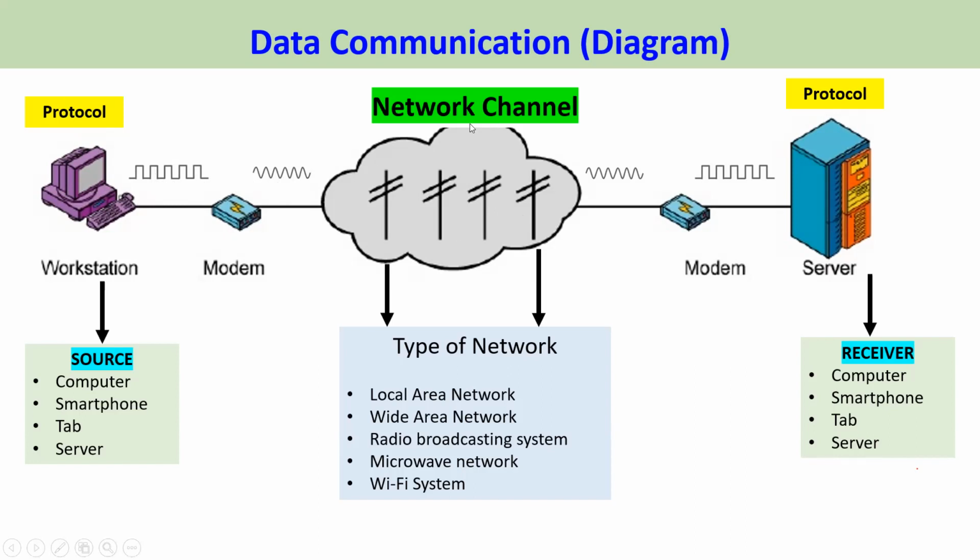Normally, the network channel is represented using this symbol. This network channel means the type of a network. This network may be a local area network, a wide area network, a radio broadcasting system, a microwave system, or a Wi-Fi system, anything. Any network system you can find under network channel. You will later learn more about these things.